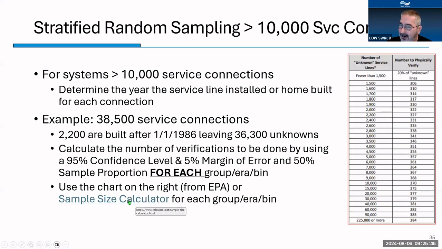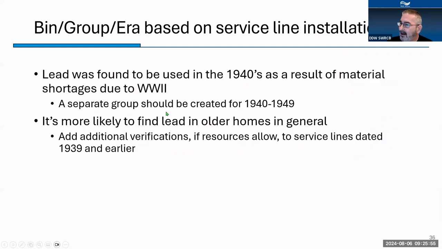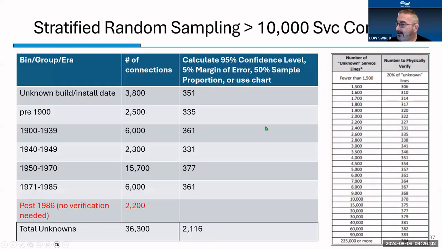This links directly to a calculator that does this for you. But you're going to do that again, like I said, for each group. So I'll show you here in a second. Again, lead was found in the 40s, so we want you to create a separate bin here. And now here, you can see that the number of verifications jumped up because each bin is then calculated based on this table. So for 3,800, you're going to use 4,000, which is 351 here. For 2,500, you're going to round up and use 26, use 335, and so on.